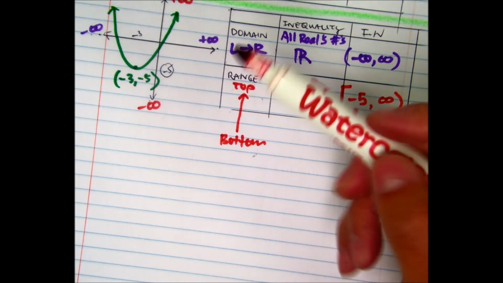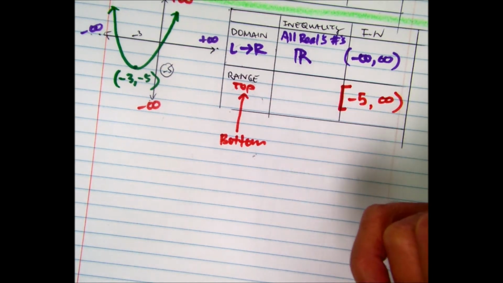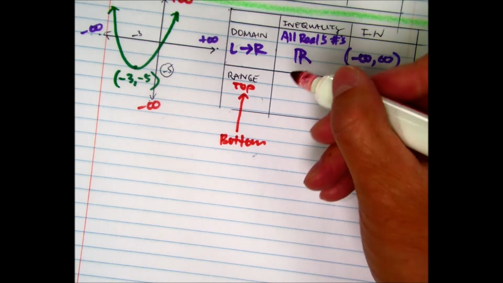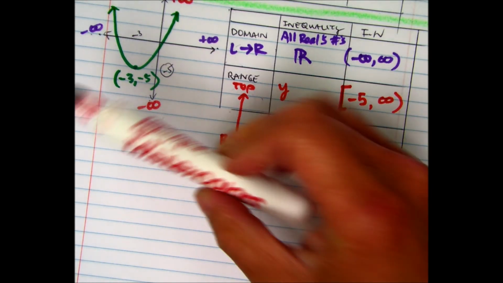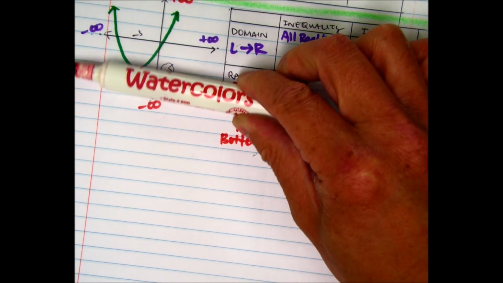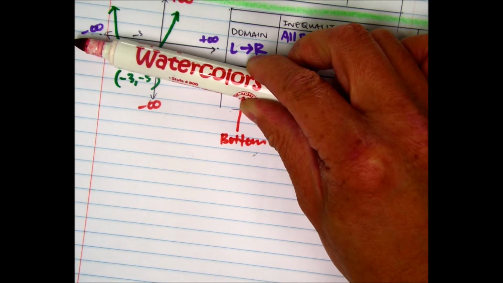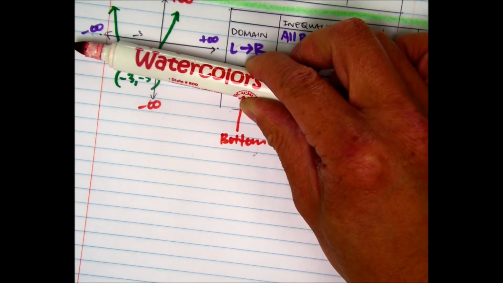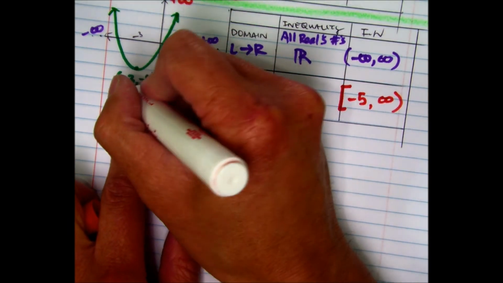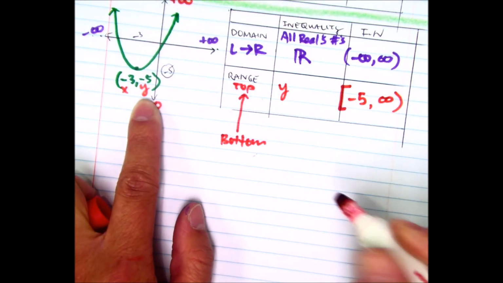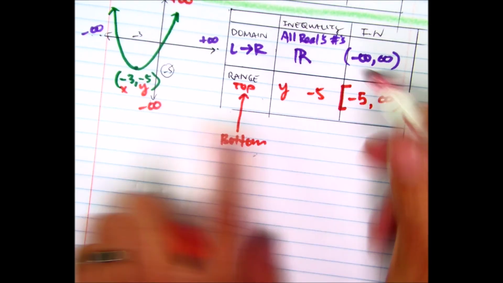Oscar, when I talk about the range, which variable are you talking about? X or the Y? The Y. Oscar, when I go from bottom to top and we started here, what number are we focusing on? -3 or -5? -5 is the Y variable. Did you guys see that it matches over here?